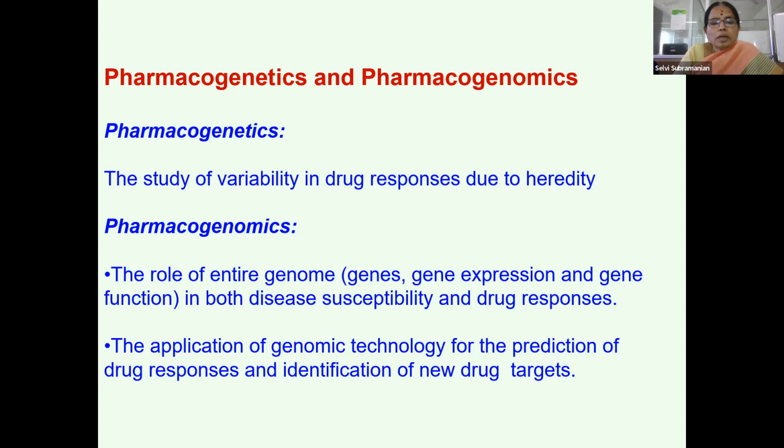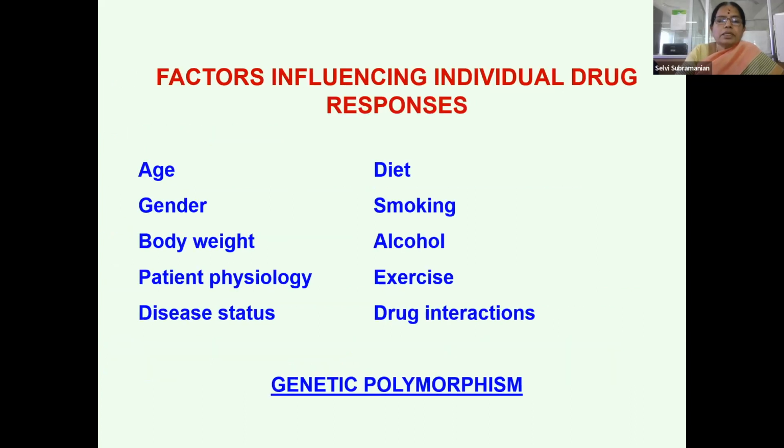Pharmacogenomics is about the variation present in our entire genome, all the genes put together, and how we are going to respond to a particular drug. That will be pharmacogenomics. And then there are so many factors which are involved in the drug response, and among that, genetic polymorphism is the one which deals with pharmacogenomics.